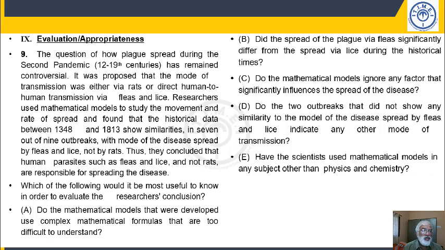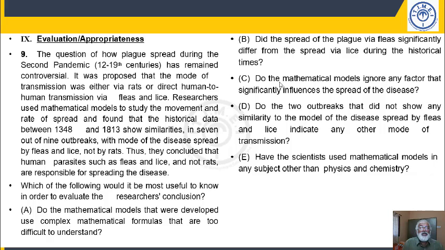So I need some more information. What kind of information? Do mathematical models that were developed use mathematical formulae that are too difficult to understand? Really doesn't matter. Whoever understood them did understand them. So it doesn't matter about how difficult it was to understand. Did the spread of plague via fleas significantly differ from the spread via lice? I don't know, because they're saying fleas and lice. They're not saying fleas or lice. So they're actually clubbing the two together into one medium, right?